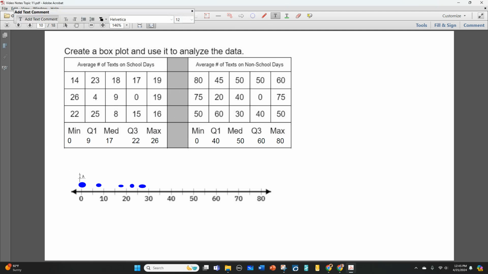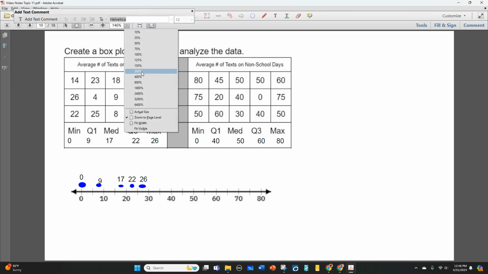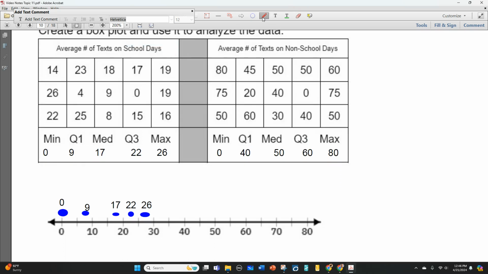So we've got 0, 9, 17, 22, 26. Okay, I'm going to make this a little bigger so I can write a little nicer. So I've got to make my box plot. We connect the middle with my box, a line down the middle at the median, and then connect the whiskers. And this is the number of school days, so make sure this is labeled as school days.